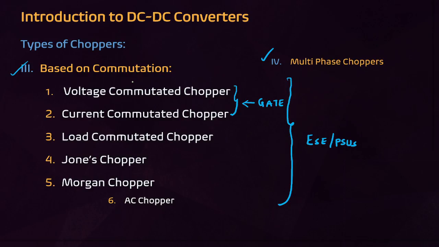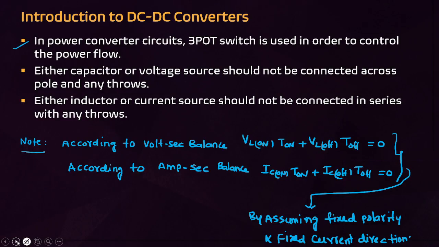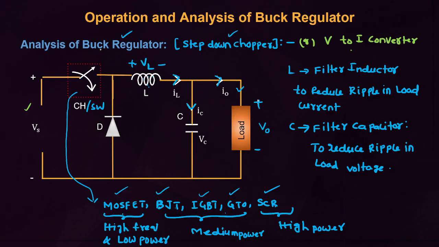Then types of choppers based on the commutation. Voltage commutated chopper and current commutated chopper. These two are very important for GATE point of view. Remaining choppers are important from ESE and PSU's point of view. Multi-phase choppers, only one time it was framed in GATE exam. Then these are some introduction points that you have to go through. No need to concentrate on those points. Start with the first circuit.